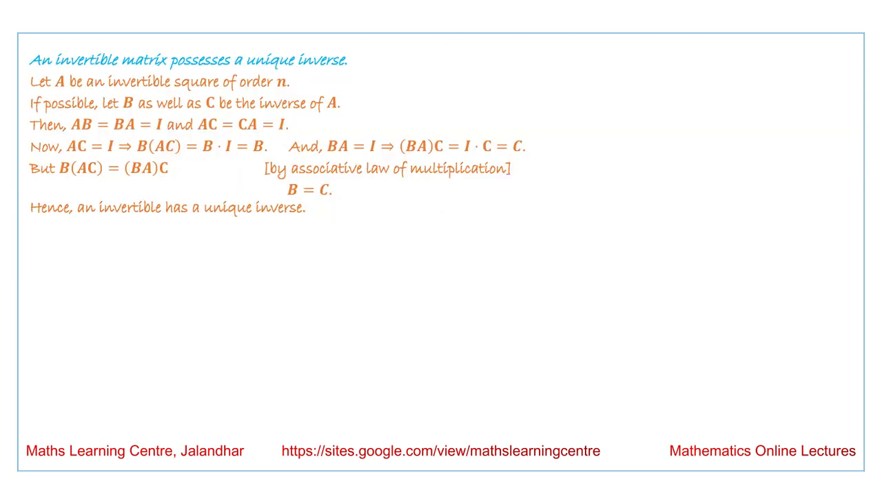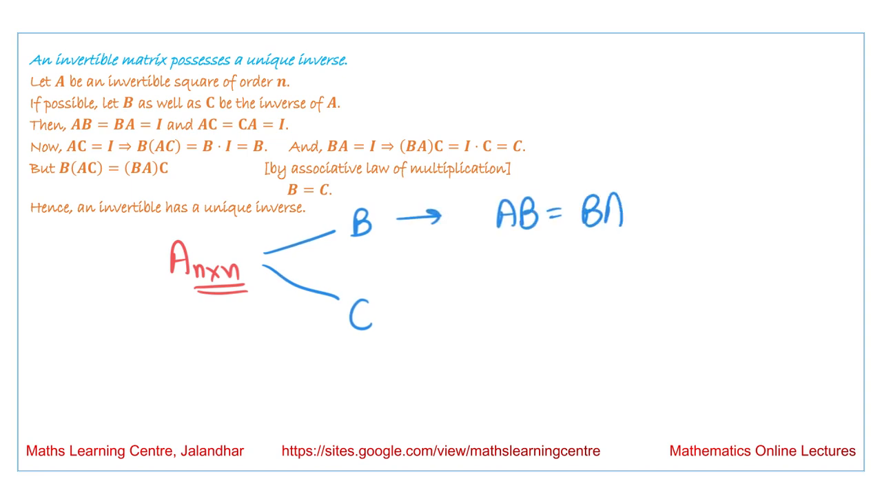Next, an invertible matrix possesses a unique inverse. We have to prove this. Suppose there is an invertible matrix A of order n. It is an n cross n matrix. We have already seen that it should be a square matrix, so we are considering that its order is n. And suppose we say that it has two inverses: B and C. If B is an inverse, it means AB is equal to BA is equal to I. If C is an inverse, then we have AC is equal to CA is equal to I.